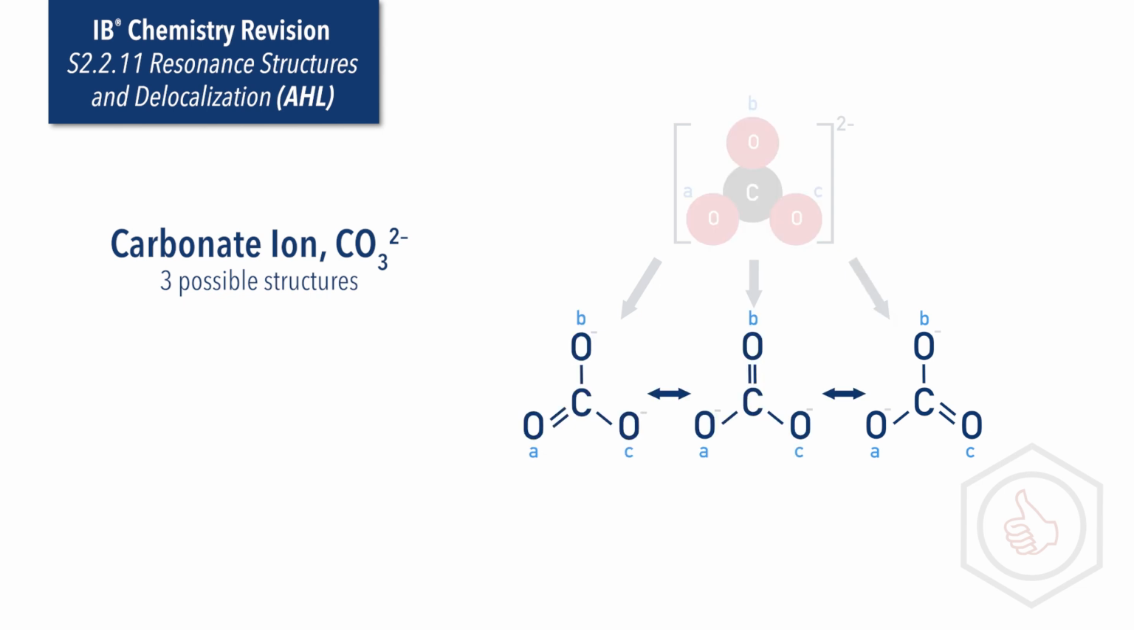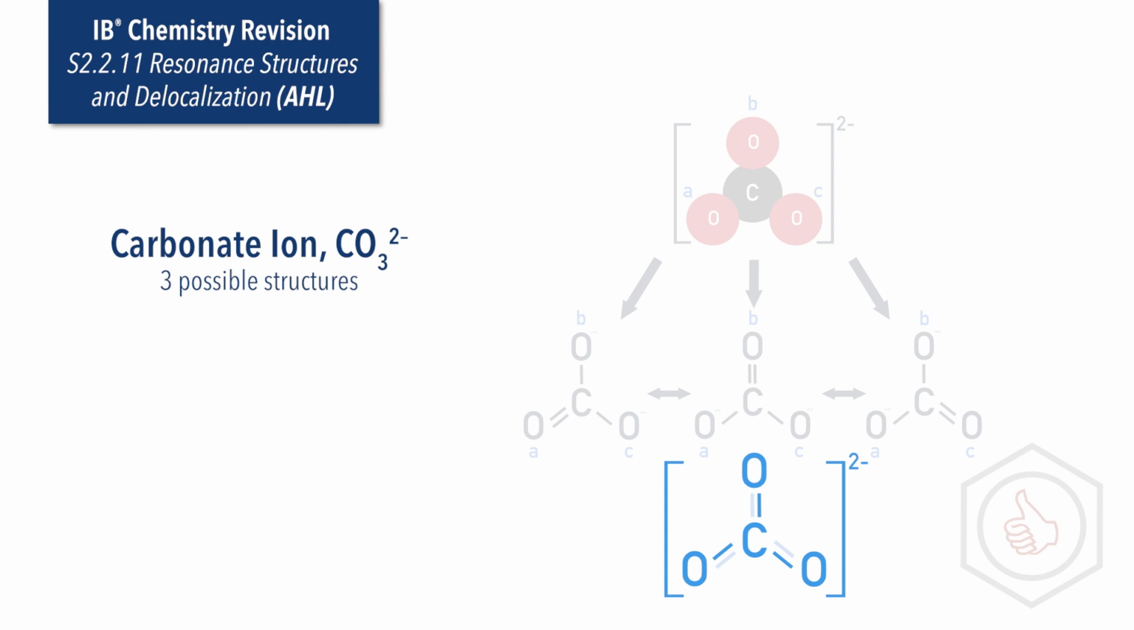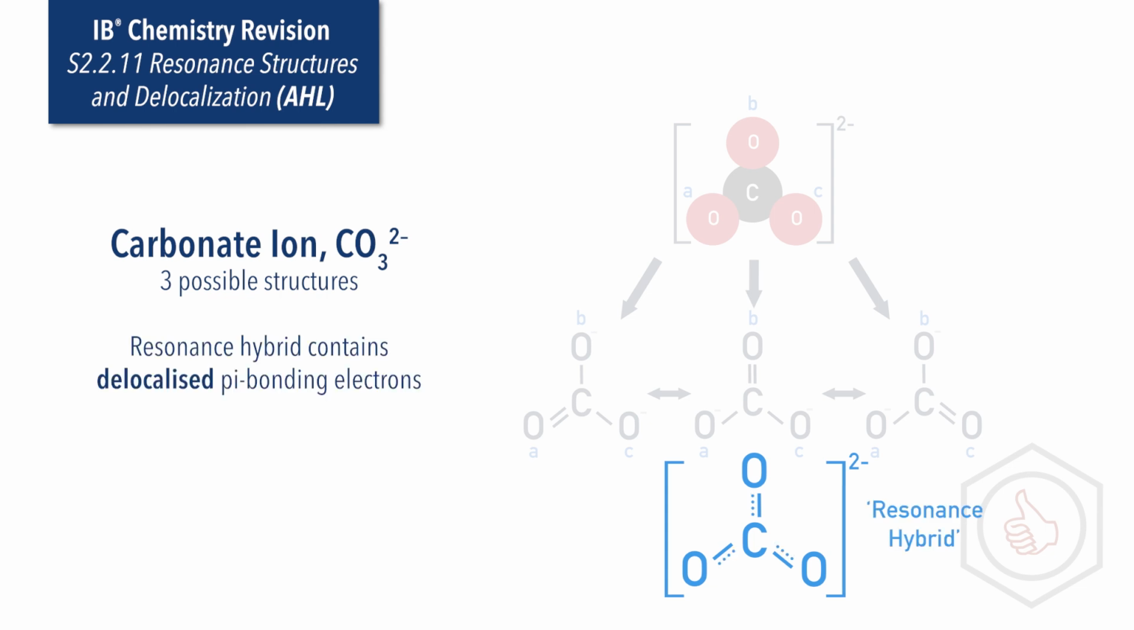In reality, the pi bonding electrons from the double bond will actually be spread out and delocalized across all 3 oxygen atoms bonded to the carbon, meaning the resonance hybrid would show this delocalization, and all carbon-oxygen bond lengths in the carbonate ion will be the same and have the same strength, and this is what we see with experimental data and measurements.